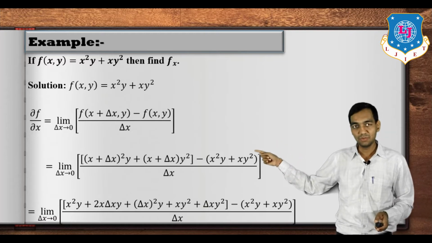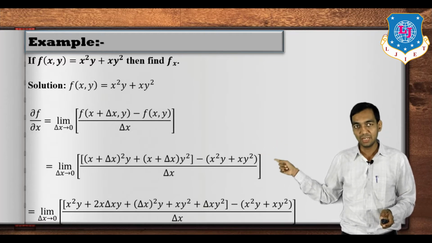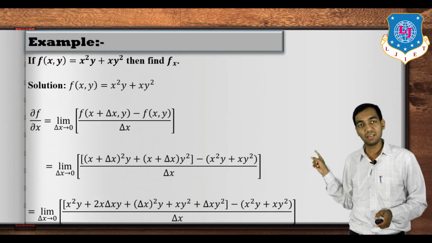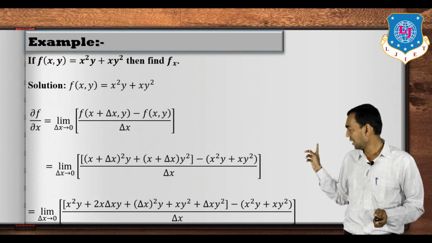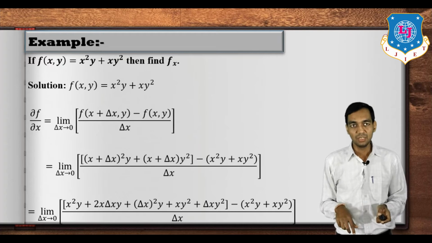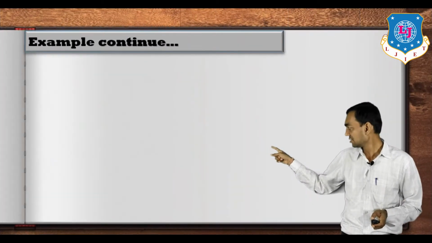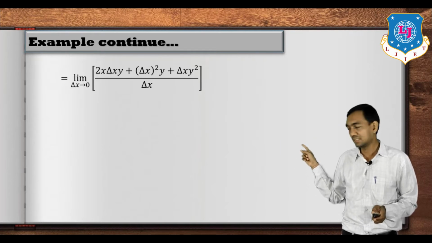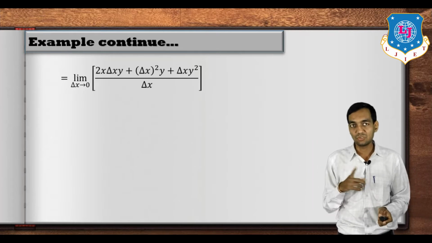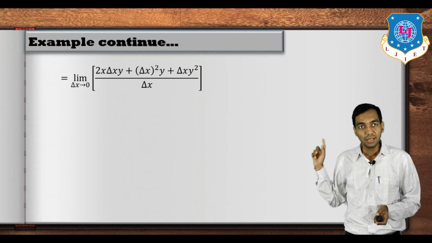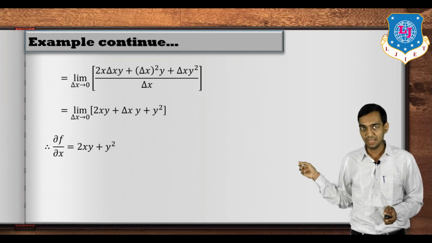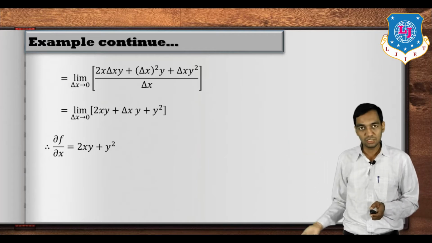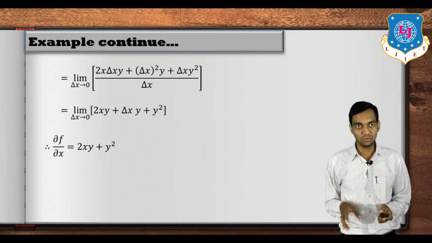Expand the function and simplify, that will give x square y plus 2x delta x y plus delta x whole square into y plus xy square plus delta x into y square. Now, x square y and xy square will be cancelled out and you will have limit delta x tends to 0, 2x delta x y plus delta x whole square into y plus delta x into y square, divided by delta x. Now, delta x is common, so cancel it from numerator and denominator, and that will give you 2xy plus delta x y plus y square. If you put the limit, delta x approaching 0, that will give you the answer 2xy plus y square.